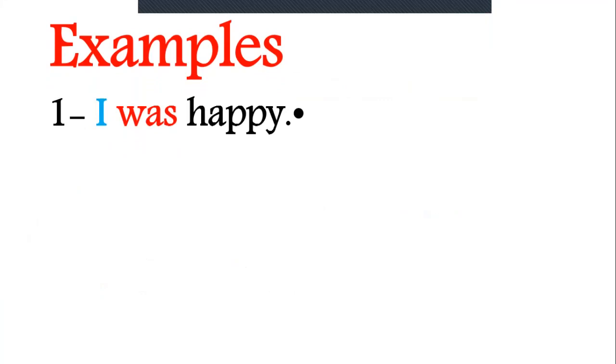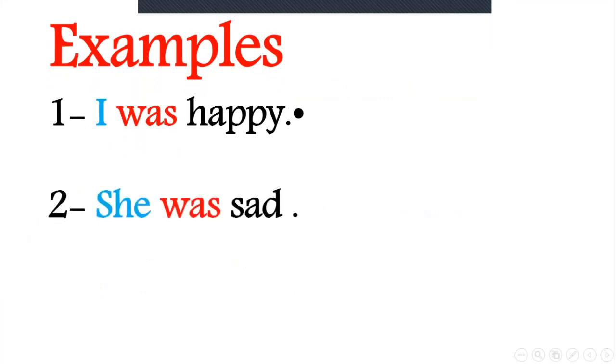Example number 1, I was happy. Here we use was with subject I. Example number 2, she was sad. Also here, my students, we use the past form was with she, because we said before that we use was with I, he, she, it, or any singular noun.